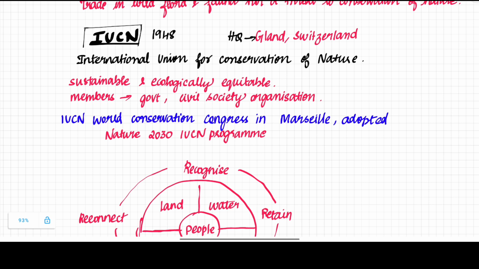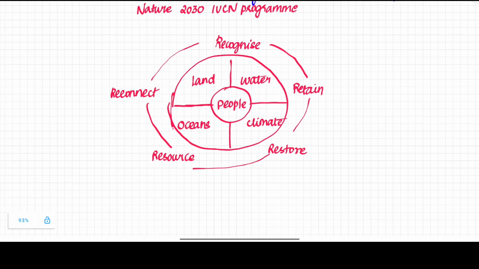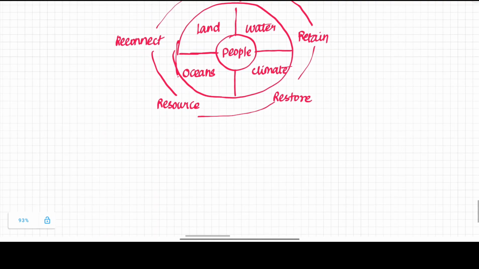The full form is International Union for Conservation of Nature, and its headquarters is in Gland, Switzerland. It was formed in 1948. It stands for sustainability and ecological equitability. Members are governments as well as civil society. The IUCN World Conservation Congress in Marseille has adopted the Nature 2030 IUCN program.